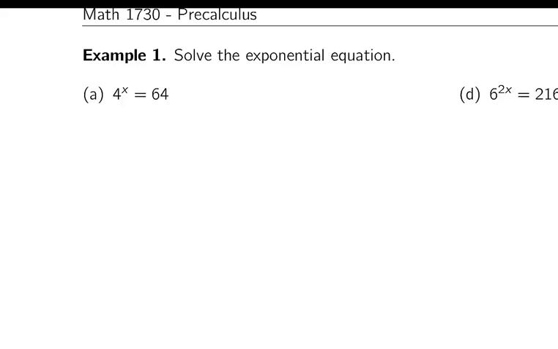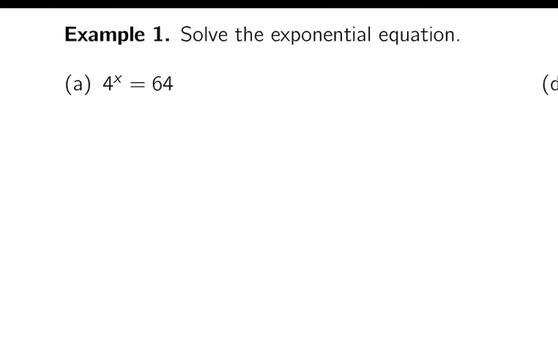All right, it's time to now solve a lot of exponential equations here. This first one is 4 to the x is equal to 64. One thing you might do to solve this is take the natural log of both sides, writing this as the ln of 4 to the x is equal to the ln of 64.